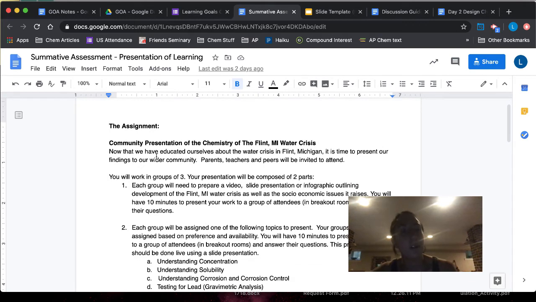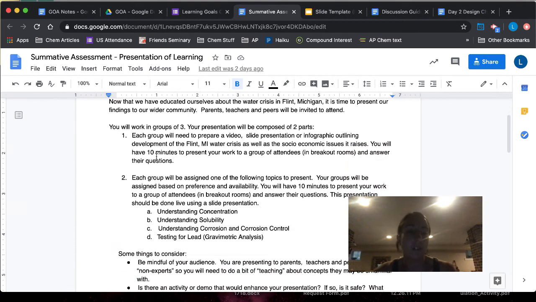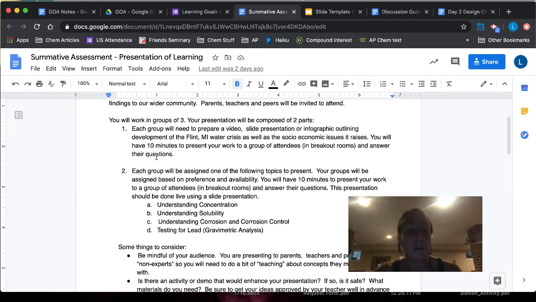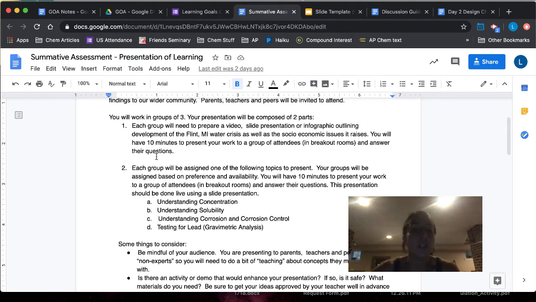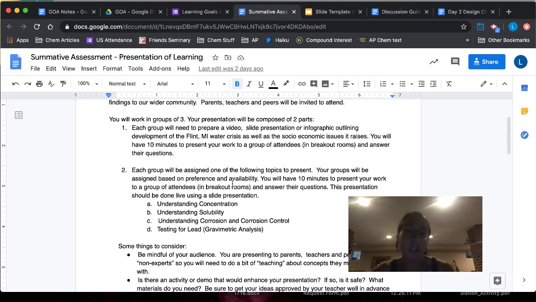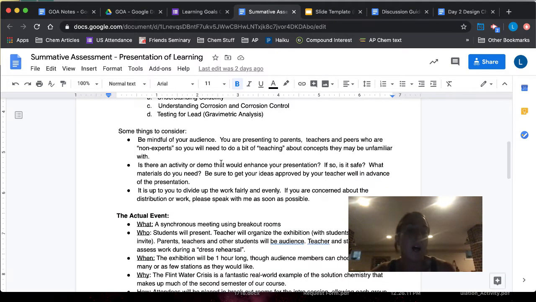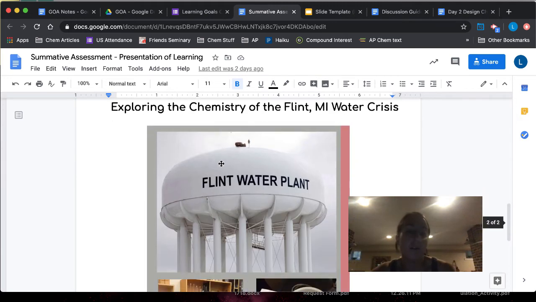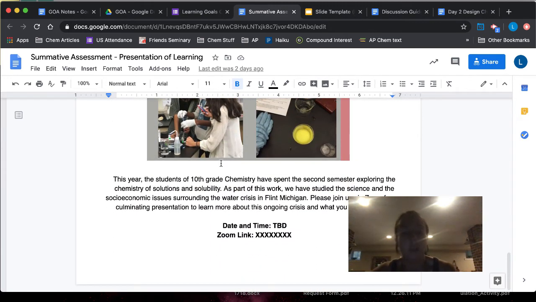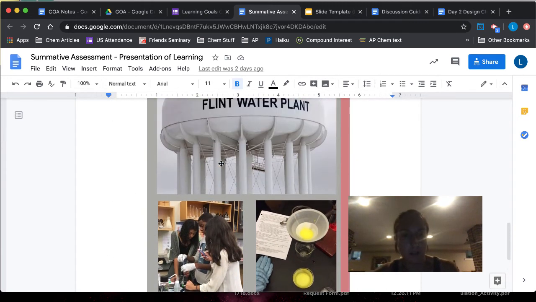And so what this summative assessment represents is an opportunity for students to choose one or two topics within that and really dive further in. At the end, there would be a presentation of learning to our school community that would include parents and other teachers and maybe even some peers. Students would get a chance to explain some of the chemistry as well as some of the socioeconomic issues related to the Flint, Michigan water crisis. And students would have an element of choice in how they present this to the folks that attend the event.